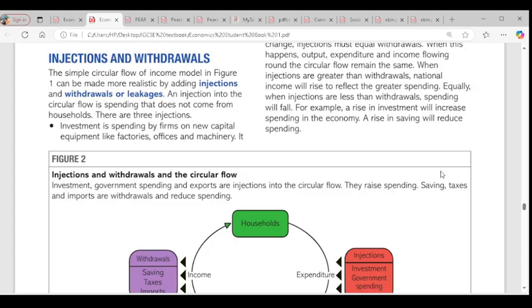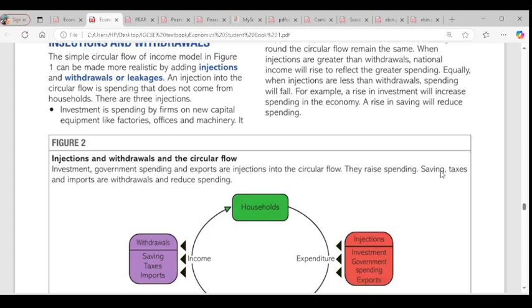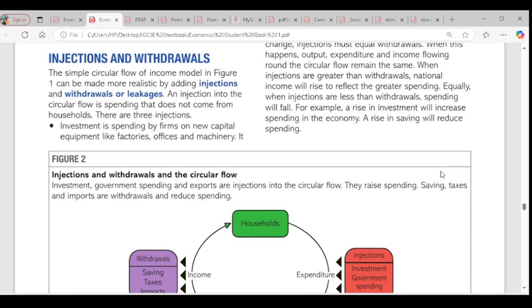So here I wrote injection. Injection is the spending that doesn't come from households. So we call it injection because this spending doesn't come from households. If it comes from households, it's spending, it's expenses. But here we're talking about spending that does not come from the household. That means it comes from other sides of the economy, other economic agents.